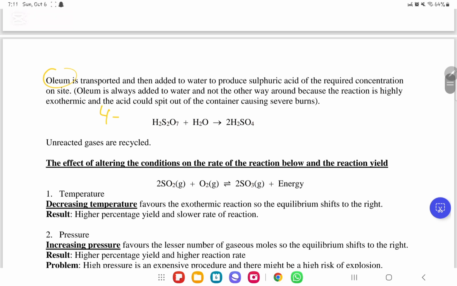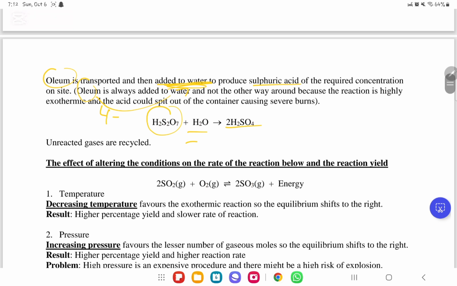Oleum is transported and then added to water to produce sulfuric acid. So all of that we needed to get what? Our sulfuric acid of the required concentration on site. So oleum is always added to water and not the other way around. So we're always adding the H2S2O7 to water, okay?